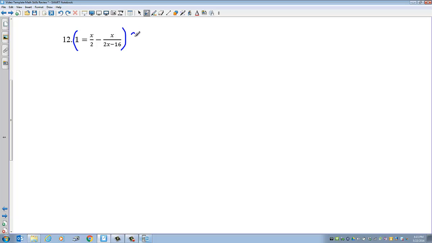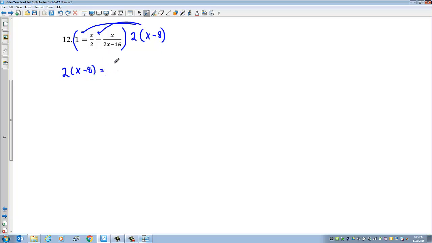And you have to realize that 2x minus 16 is really a 2 all times x minus 8. And so if you multiply everything by this expression, it will clear the 2 and it will clear the 2x minus 16. So let's do that. So let's write this as 2 times x minus 8. That's what happens when you multiply this by 1. So you multiply here. And then when you multiply here, what happens?